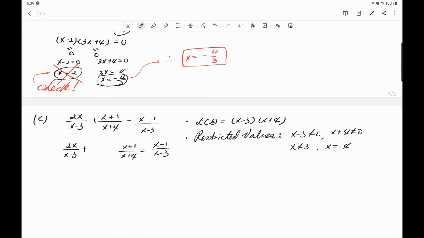Okay, let's solve this rational equation. First, let's find the LCD. The LCD is x - 3.